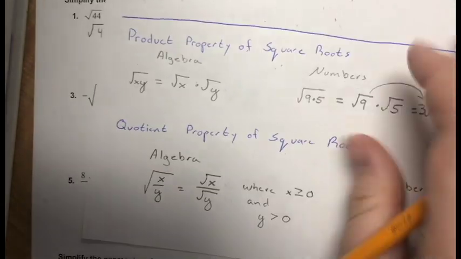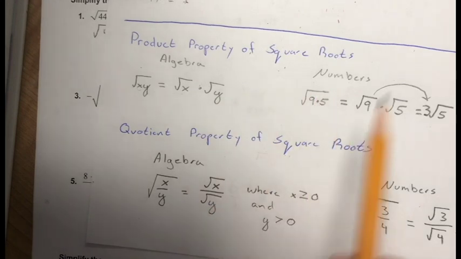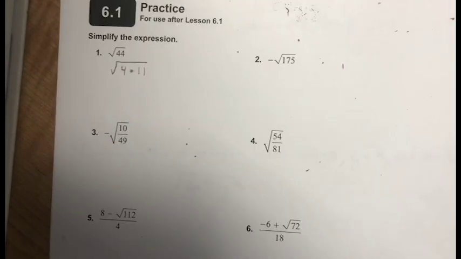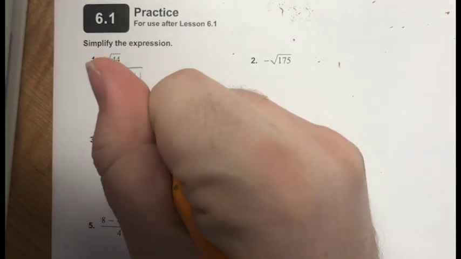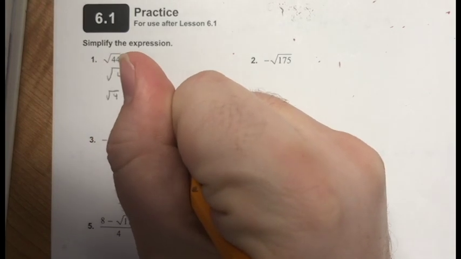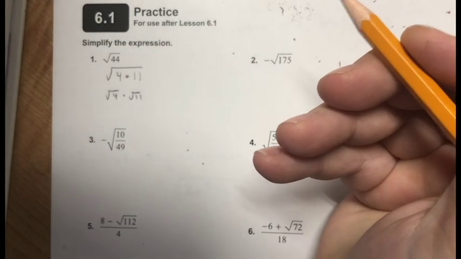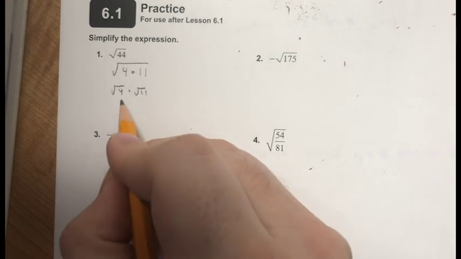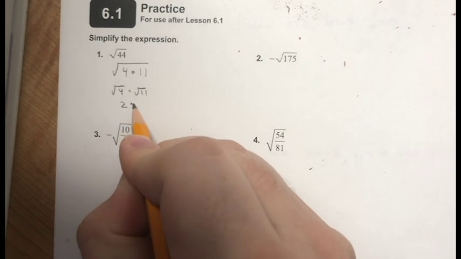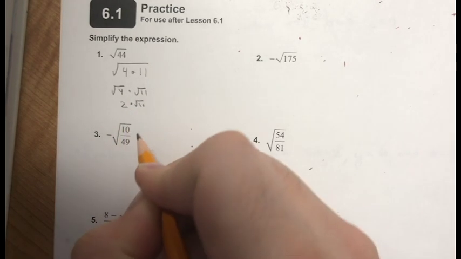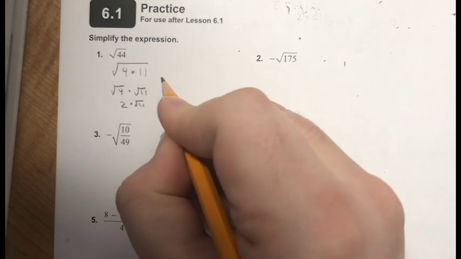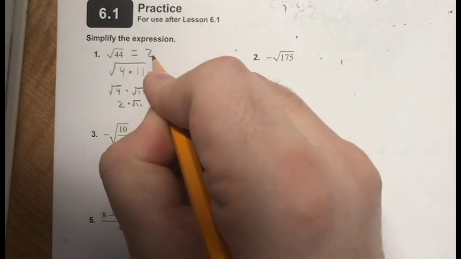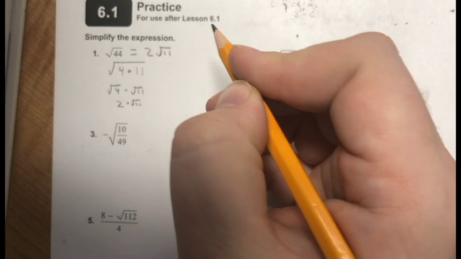And this brings us to that property of square roots. I can rewrite this to say the square root of 4 times the square root of 11. And then knowing the square root of 4 happens to be 2, I can simply combine it and say that this is equal to 2 times the square root of 11.